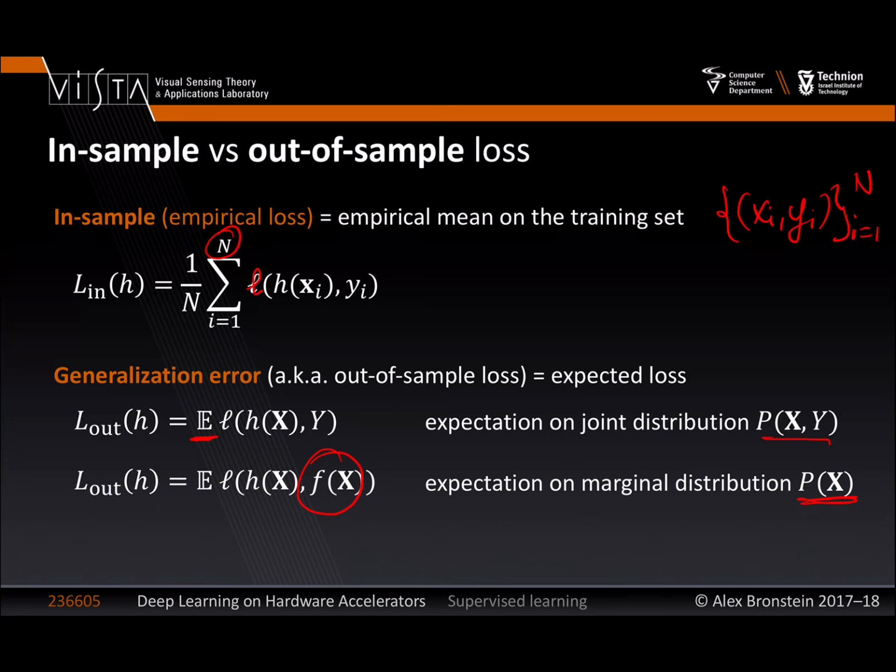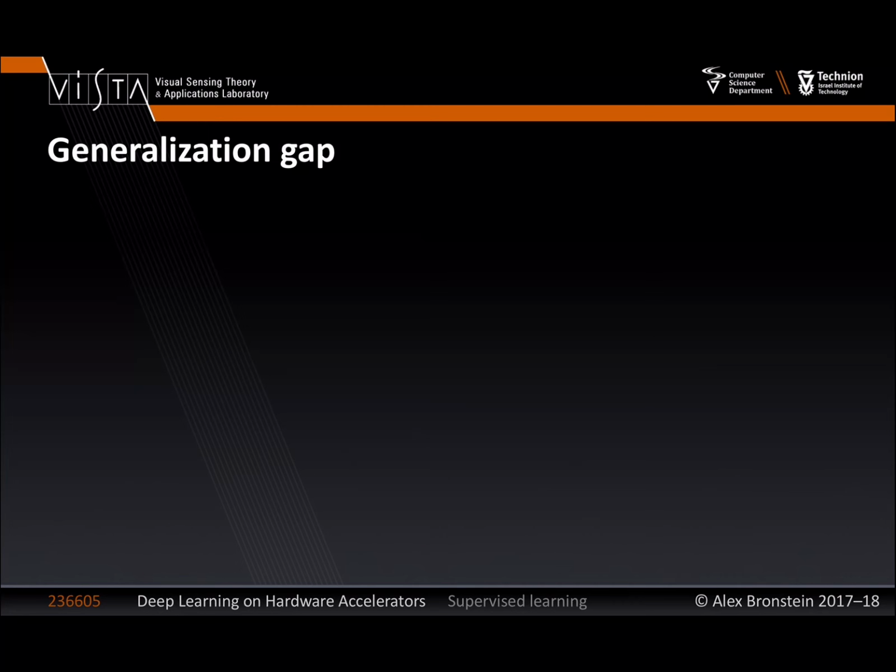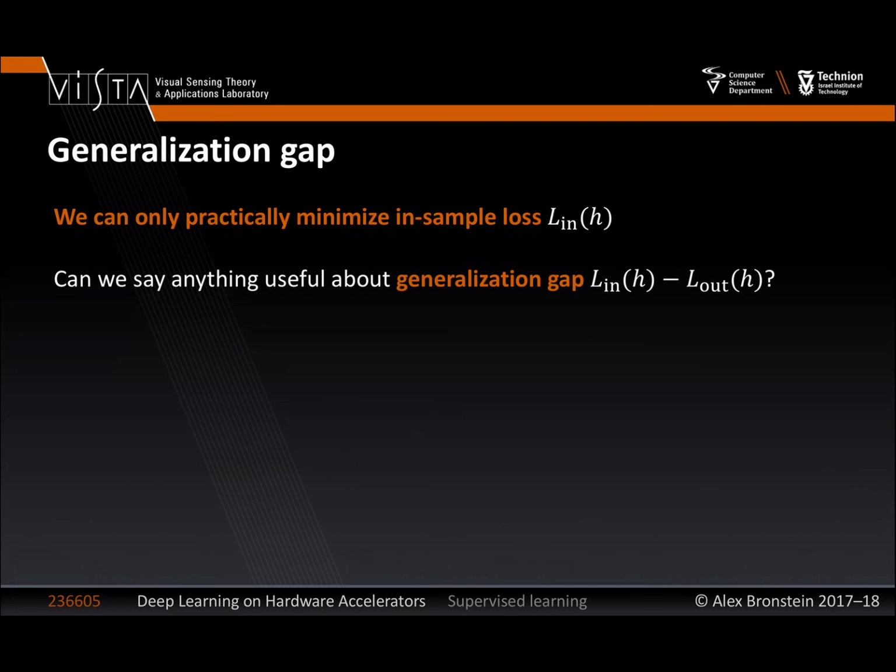But what you minimize in practice is the in-sample loss. Of course, the generalization error cannot be computed unless you have knowledge of the distribution. If you have knowledge of the distribution, then you can do a lot of things, but this is not practical. So basically what we have is a gap. You have some difference between the in-sample loss and the out-of-sample loss.